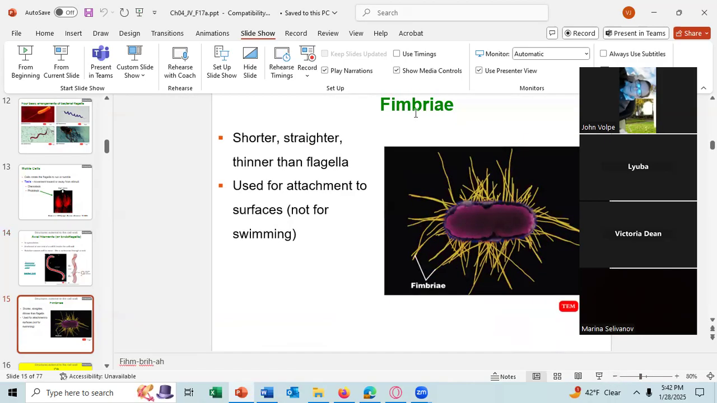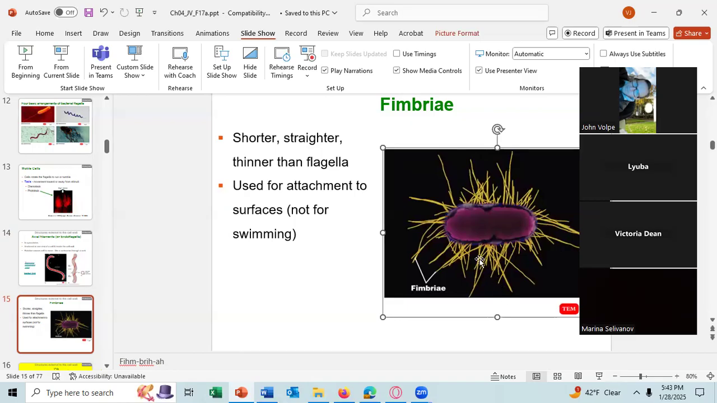Fimbriae are shorter and straighter and thinner than flagella. Fimbriae are used for attachment to a surface. Fimbriae are not used for swimming. But here the yellow is the fimbriae, and they tend to hold on to something on the tips of their long appendages, I guess. So it attaches to things using the fimbriae. The fimbriae do not serve in swimming.